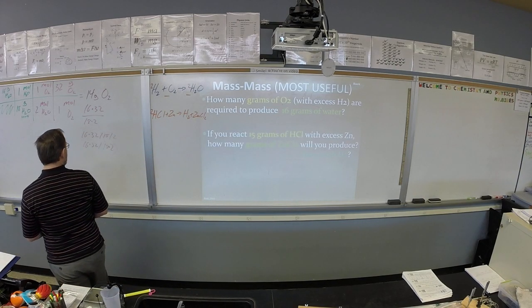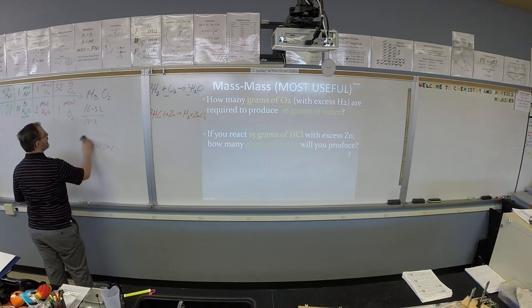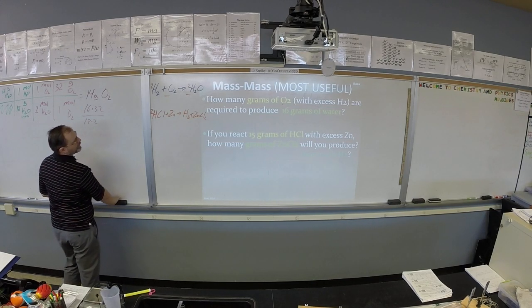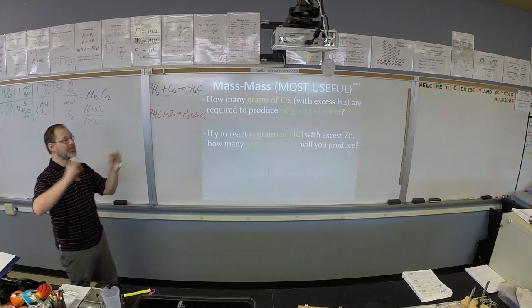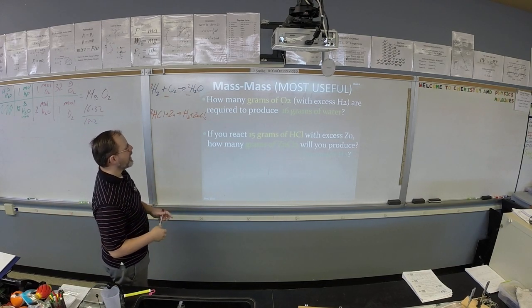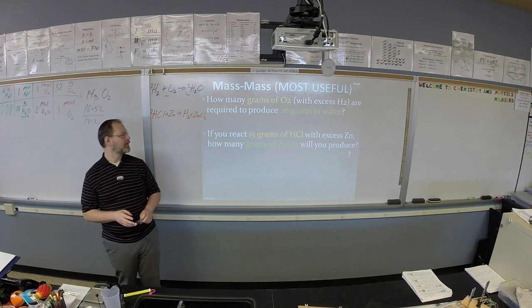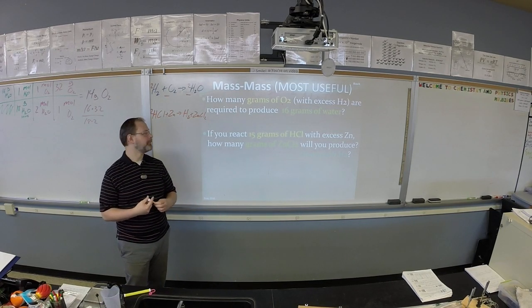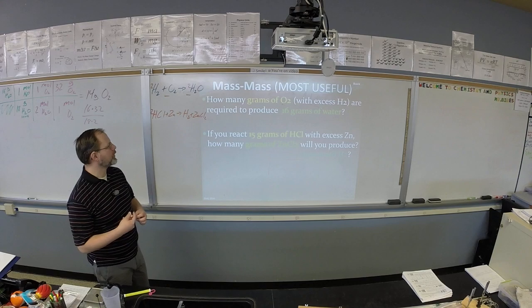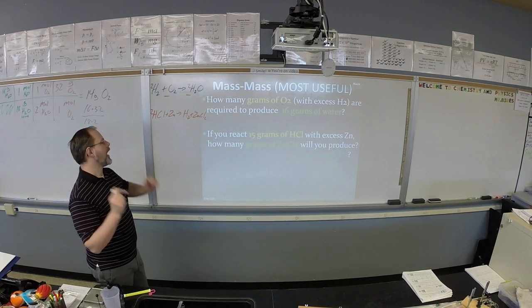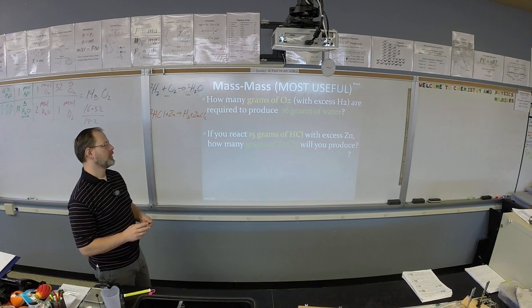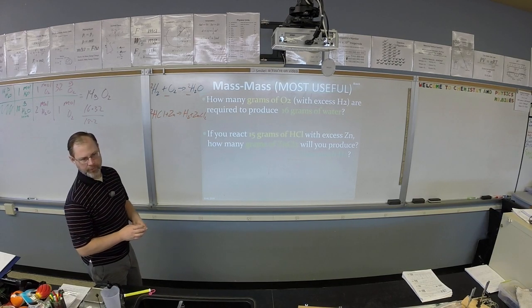All right. If you react 15 grams of hydrochloric acid, HCl, with excess zinc, as much zinc as we want, how many grams of zinc chloride will you produce? So, if you react 15 grams of hydrochloric acid with as much zinc as you want, how many grams of zinc chloride will you produce?